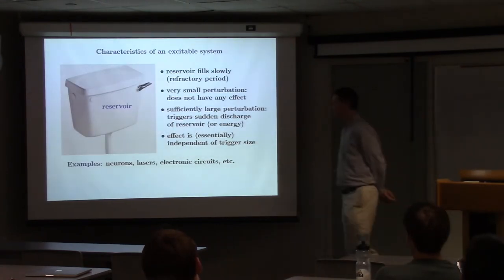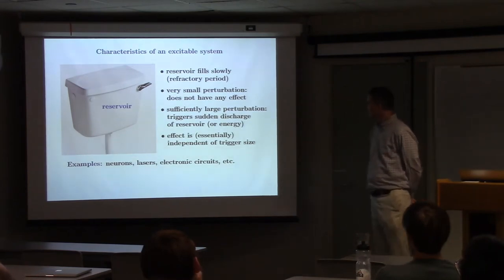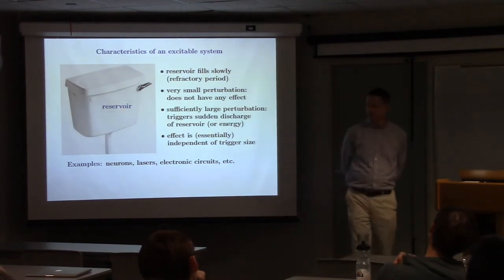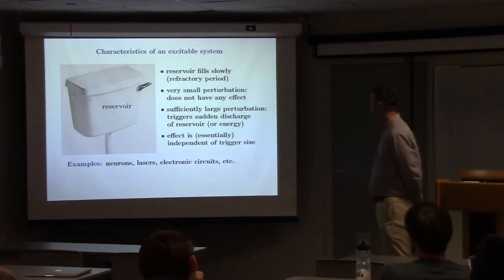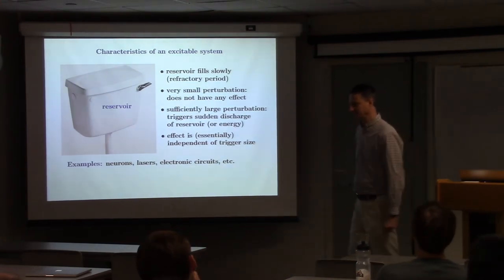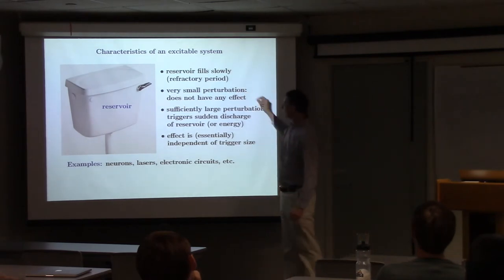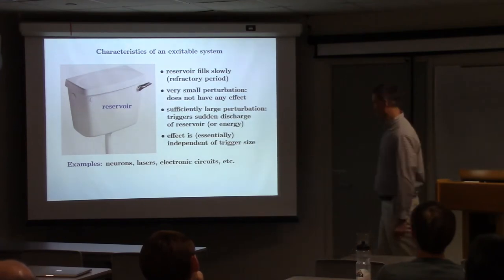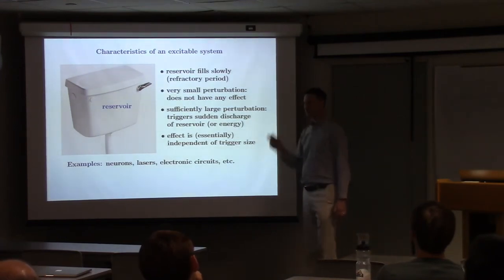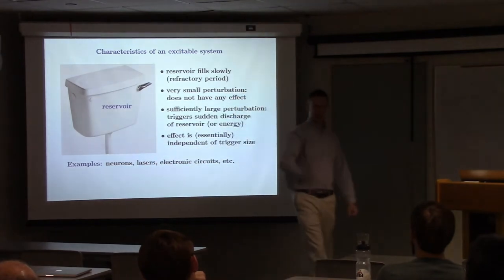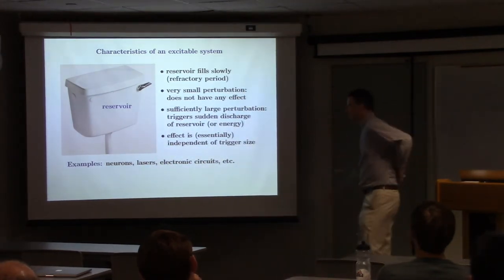So what's an excitable system? Basically, an excitable system is just a reservoir of energy that slowly fills up in what's called the refractory period, during which time your system basically doesn't react to an input. But when it's full, if you have a small perturbation, nothing happens. The system is at equilibrium. But a sufficiently large, but still small perturbation triggers a large reaction, namely, a discharge of the energy from the reservoir. So this is like a flush.